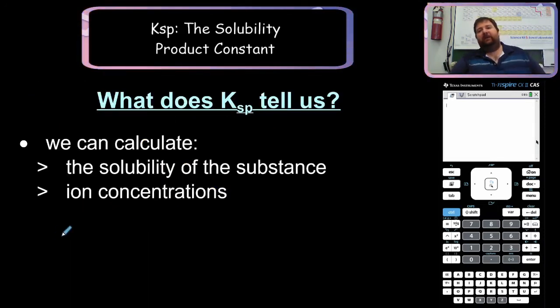So what does Ksp tell us? Well, it tells us a few different things. It tells us the solubility of our substance, how soluble it is. And from it, we can learn what the ion concentrations we have are. So these are the two important bits of information that we can get from our Ksp expression.